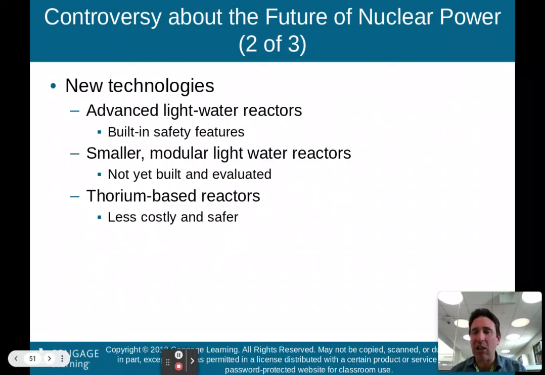Again, some new technologies may be able to help. Advanced light water reactors that have built-in safety features. Smaller modular light water reactors. They're not yet built and evaluated, but they could potentially be moved around to different areas because they'd be small and modular. And then there's something called thorium-based reactors, which are less costly and a little safer. But again, we don't have many of them, as we don't have a lot of that technology.